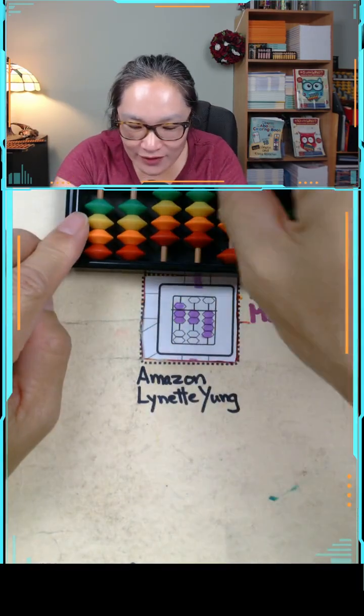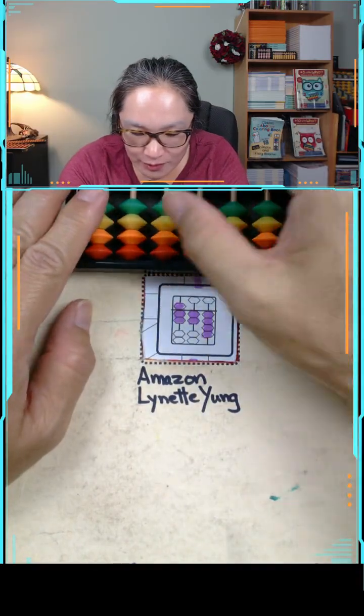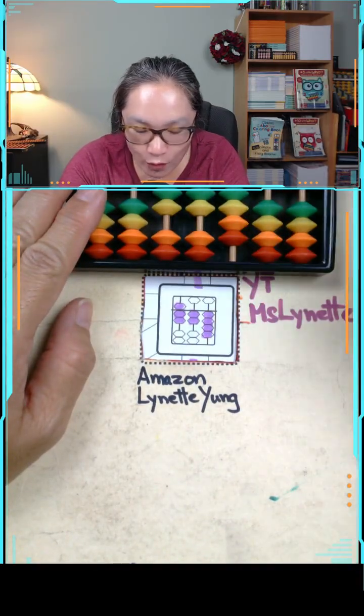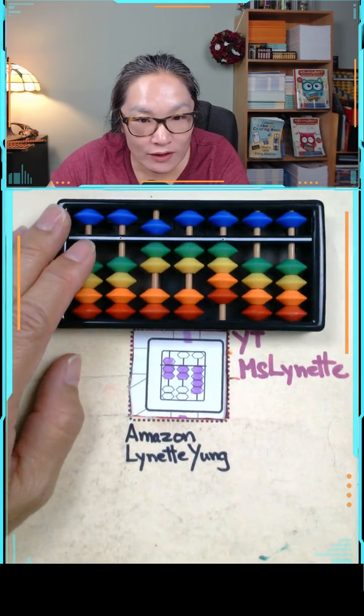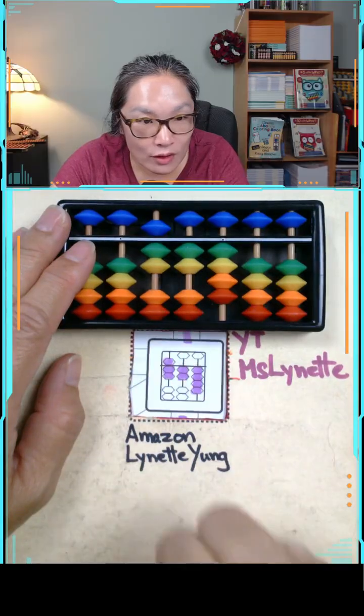Yes, we have 700. So I'm going to clear my abacus. We have 724. Yes, well done. Oops, sorry, you can't see that. 724. That's what it is.